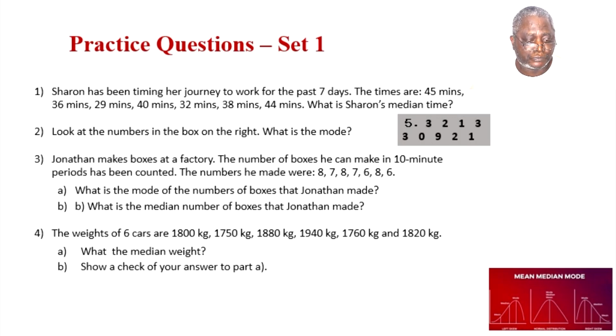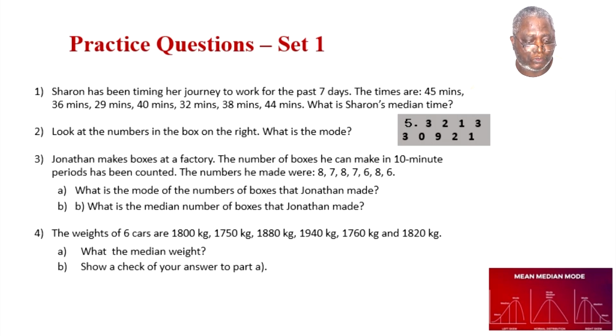Question 3. Jonathan makes boxes at a factory. The number of boxes he can make in 10 minutes per period has been counted, and the numbers he made were 8, 7, 8, 7, 6, 8, and 6. A. What is the mode of the numbers of boxes that Jonathan made? And then B. What is the median number of boxes that Jonathan made?